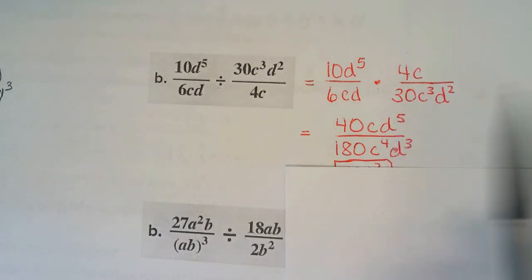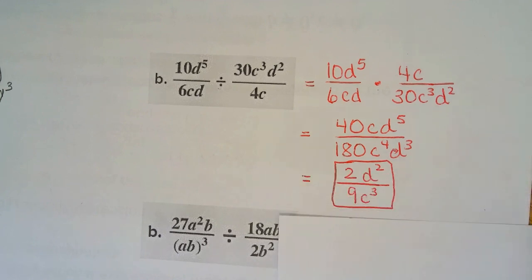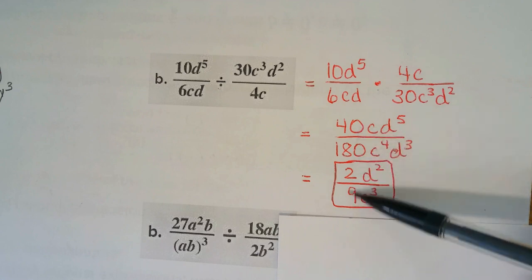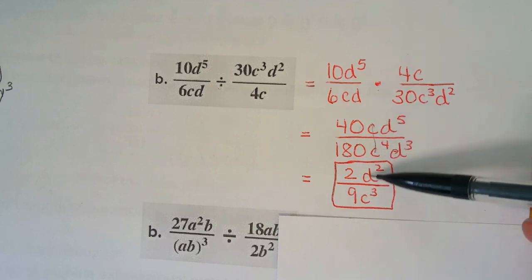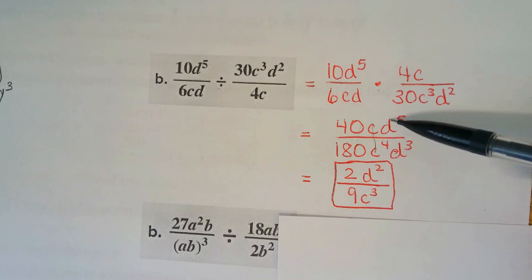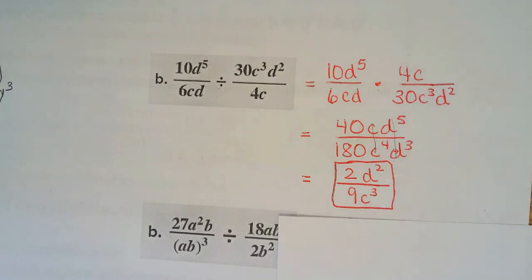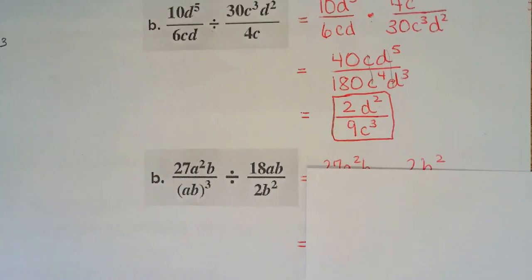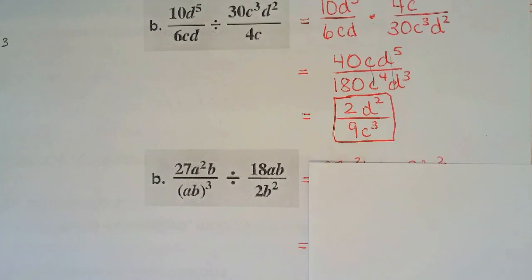So I've got 40 CD to the fifth. On the bottom, I've got 180 C to the fourth, D to the third. And then I'm still going to simplify like we practiced before. So this is going to become 2/9. This is going to become C to the third on the bottom. This will become 2 D's that are left on the top. Pause the video and try this last question here.